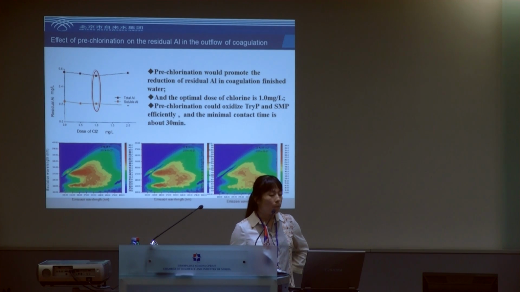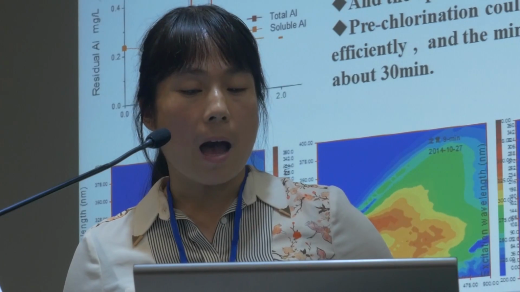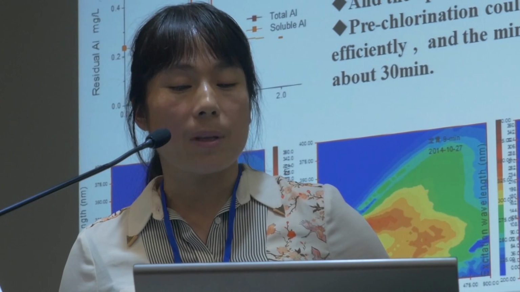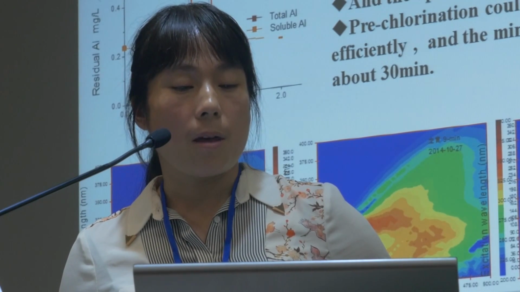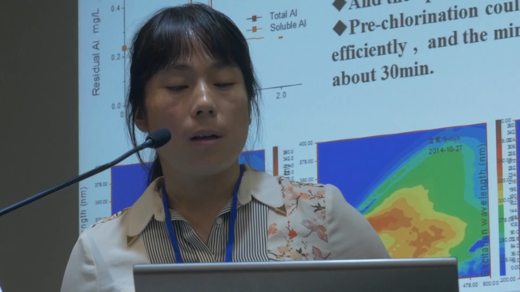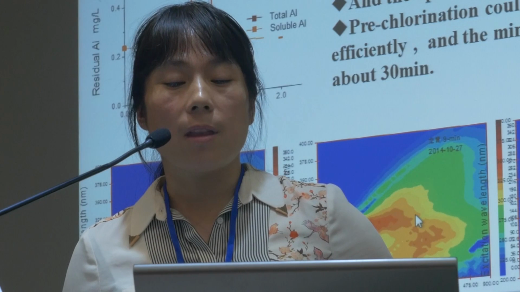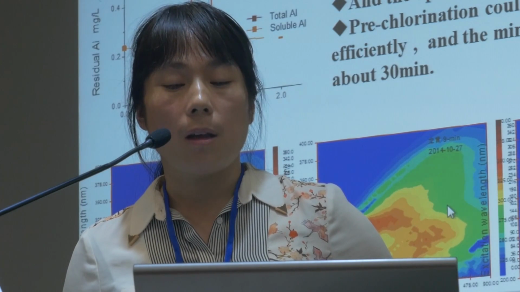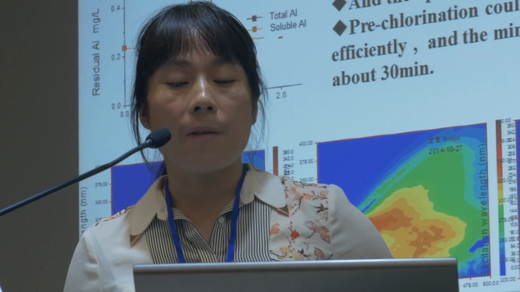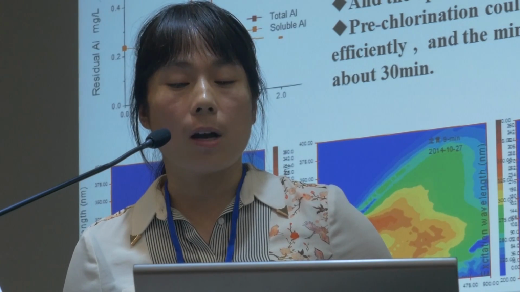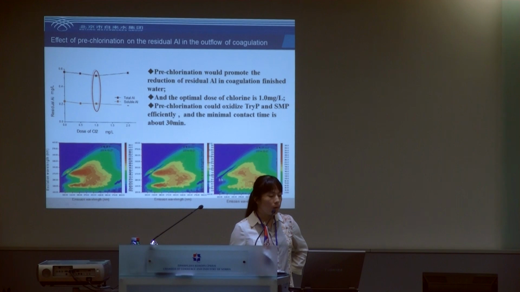1 microgram per liter. The other three figures are the EEM analysis. The first one is the raw water, and the second one is the water after 9 minutes chlorination, and the third one is the water after 25 minutes chlorination. We could see pre-chlorination could oxidize protein and SMP efficiently, and the minimal contact time is about 30 minutes.